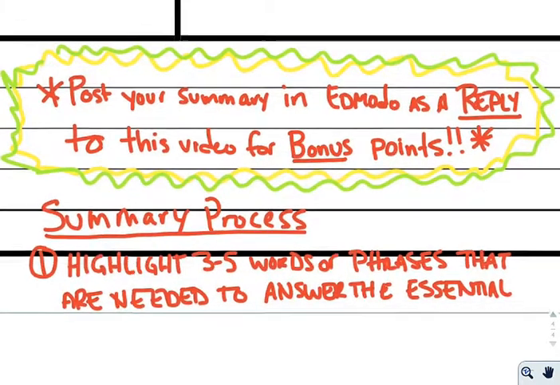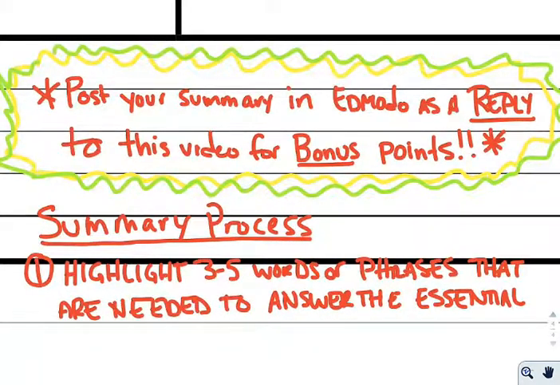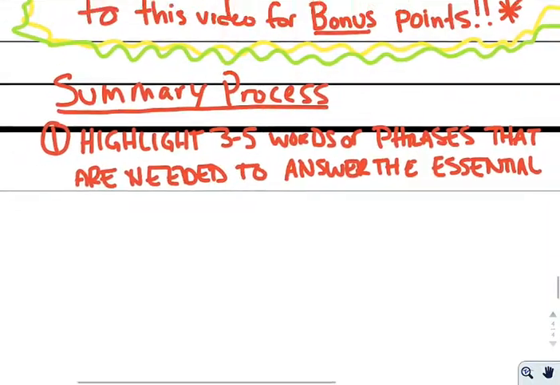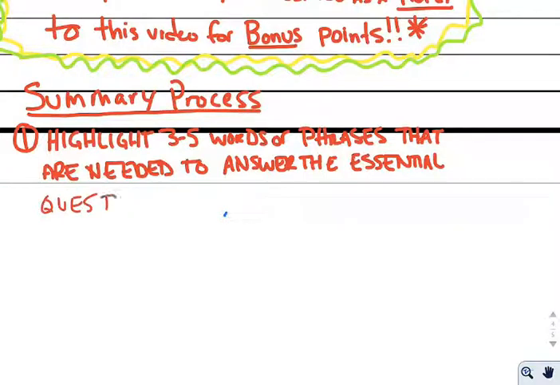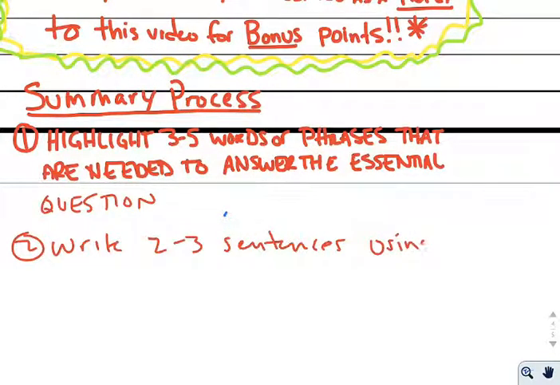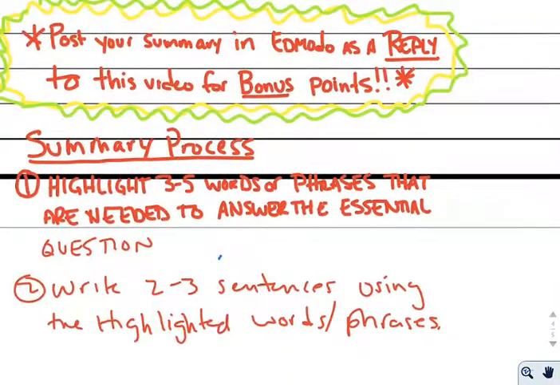But at some point, if you want bonus points, please make sure to write your summary using the summary process below. The summary process is to highlight 3 words or phrases that you know are going to be essential to answer the essential question. The second part is to write 2 to 3 sentences using the highlighted words or phrases. Then take your summary and post it back as a reply to this video in Edmodo, and I will give you bonus points on your upcoming unit test.